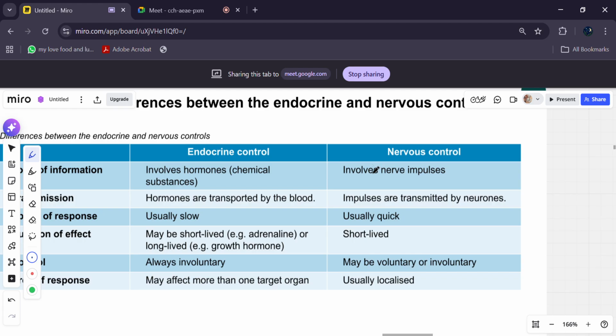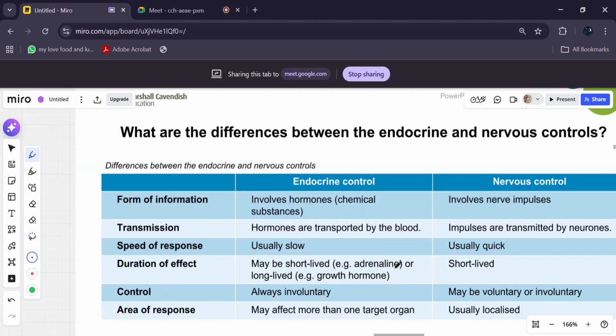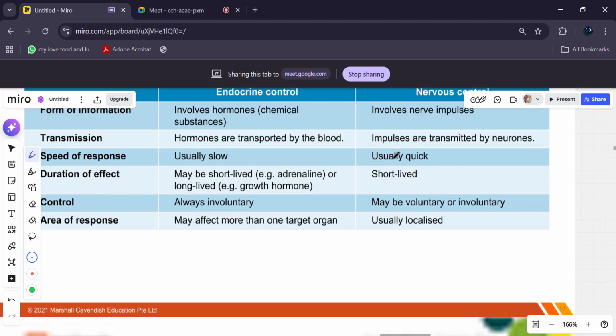Now, the response: the target organs, where does the hormone affect the area of response? Well, in endocrine control, the hormones can affect more than one target organ. That means that multiple organs can be affected by a single amount of hormones. Whereas for nervous control, nerve impulses are usually localized, meaning they affect one specific area.